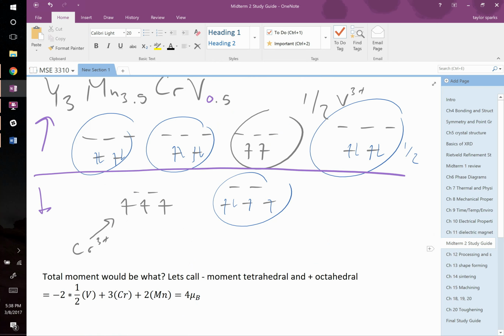Other things, should we move on? Let's keep going. If you have more questions, we can come back to it. The next question that you have in yellow anyways was write defect reactions in Kroger-Vink notation.